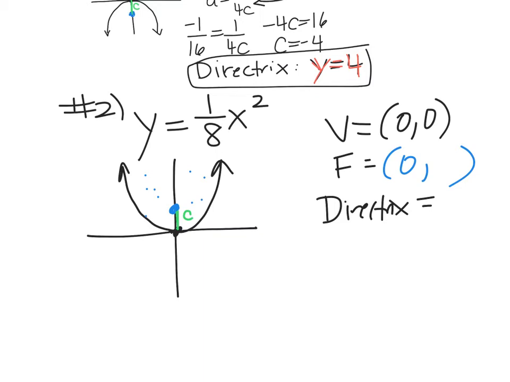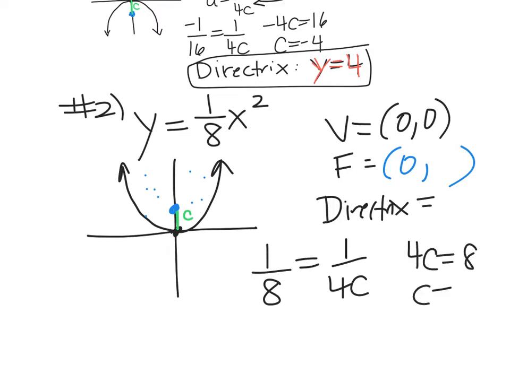So have I used that cool formula? Maybe it's not so cool, but have I used it yet? No. Let's use it. The formula is a equals 1 over 4c. Now maybe you can just look at that and solve for me: 1 over 8 equals 1 over 4c. If you can't do that, that's fine. Cross multiply and solve it. So 4c equals 8. c equals 2.